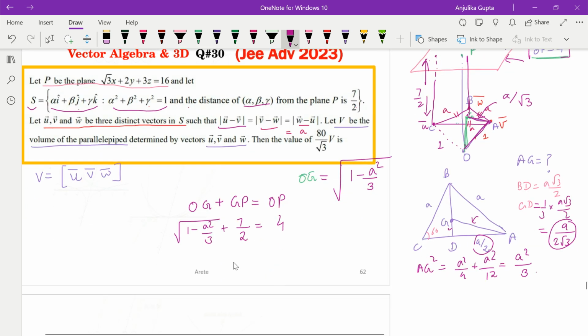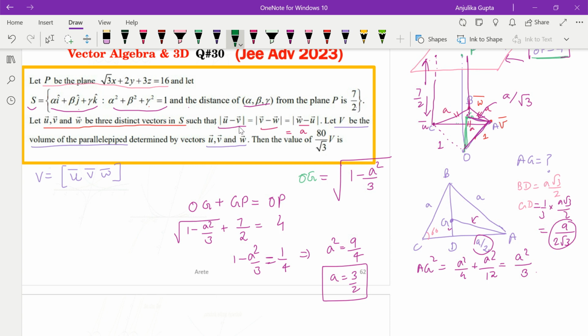How much do you get? So you get 1 minus A square by 3 is equal to how much? This is 1 by 4. So you get A square to be 9 by 4. So A is 3 by 2. You got the value of A. What did you end up getting? You end up getting a distance between U and V, which is 3 by 2. All of them are 3 by 2.